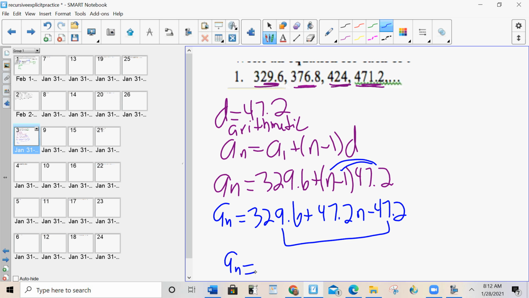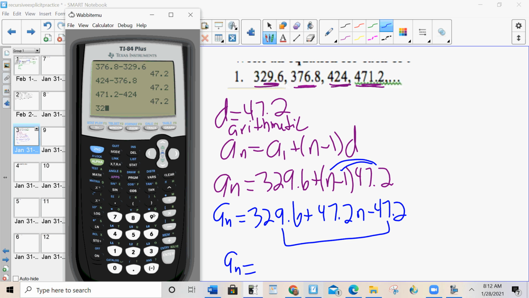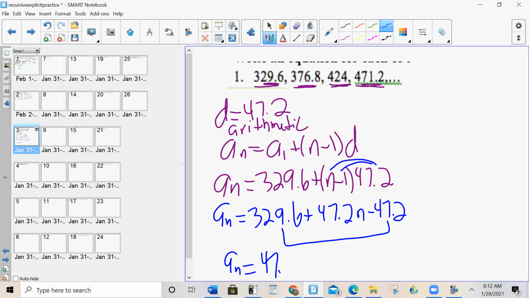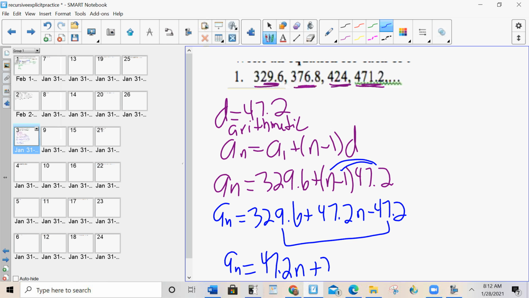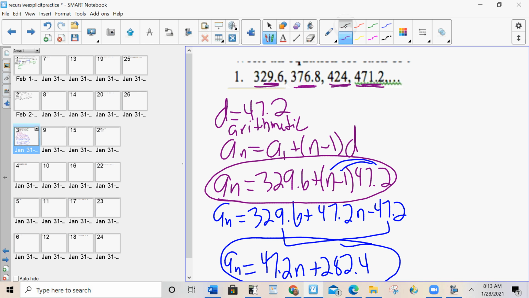Combine: 329.6 minus 47.2 is 282.4. So it becomes 47.2n plus 282.4. So that's your answer for explicit. This is also your answer. And these are both for explicit.